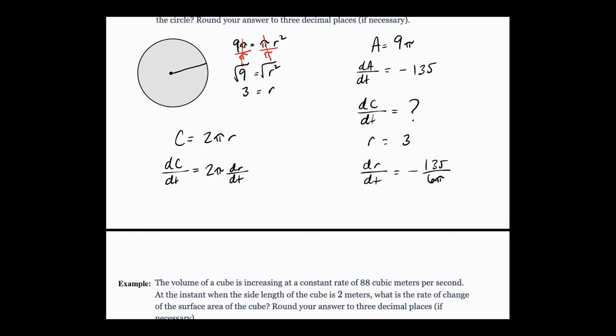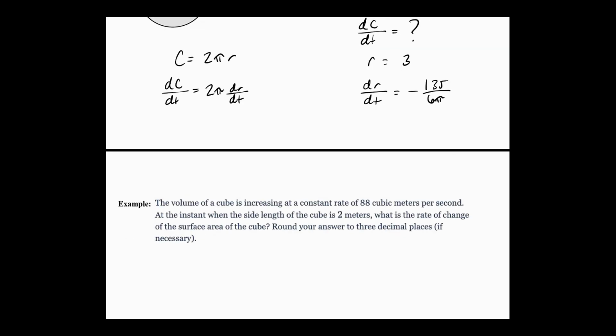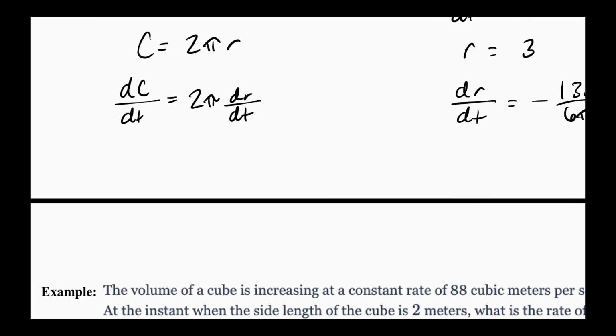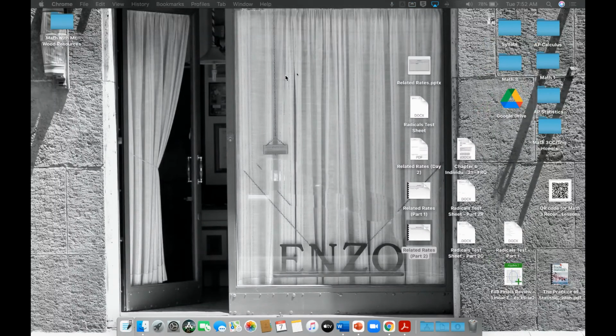Okay. Now let's plug in to our original because we have everything now. 2 times pi times dr/dt, which is negative 135 over 6 pi. Okay, there's a little lag there, so it's not going to show yet. Okay, finish it out. What do you get?